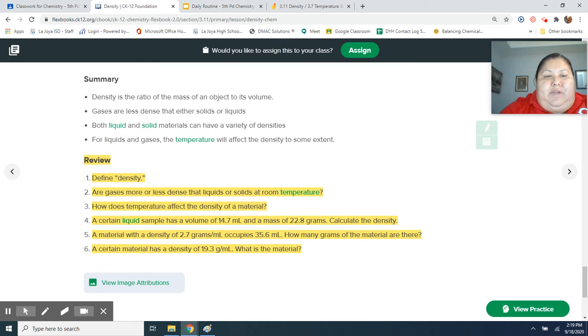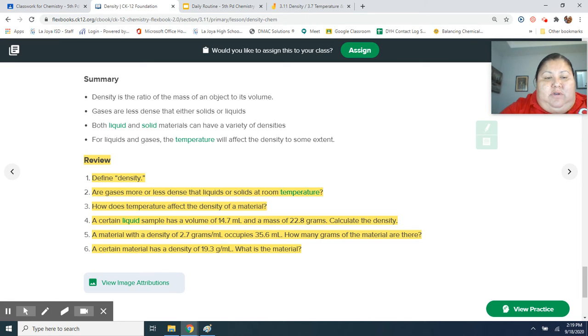So density is a ratio of the mass of an object to its volume. Gases are less dense than either solids or liquids. Both liquid and solid materials can have a variety of densities. For liquids and gases, the temperature will affect the density to some extent.